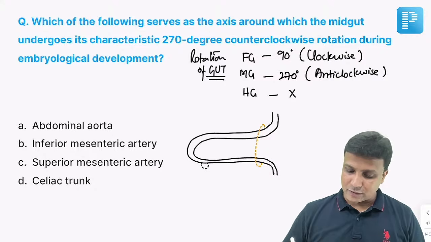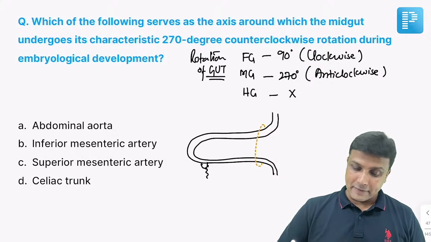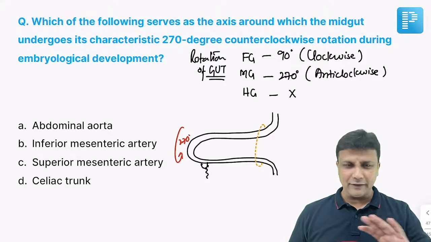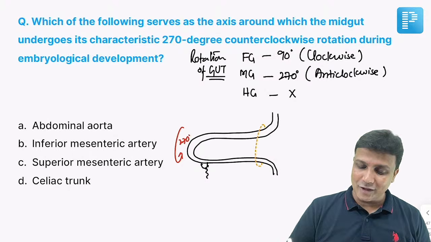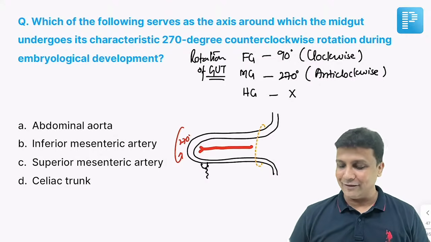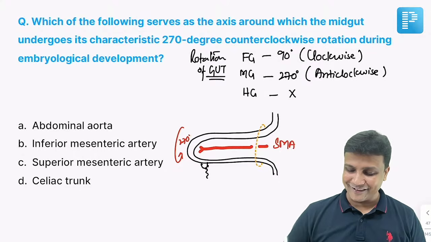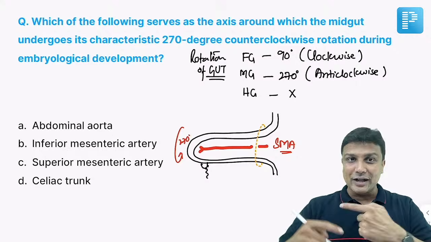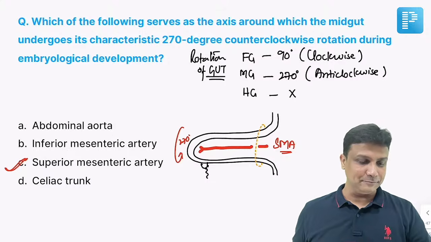Then this midgut is going to rotate 270 degrees anti-clockwise. But the question here is: it is going to rotate 270 degrees anti-clockwise around which axis? The axis of rotation will be the artery. And we know very well which artery supplies the midgut. It will be the superior mesenteric artery. So the midgut is going to rotate around which one? Superior mesenteric artery. That is the right answer here.